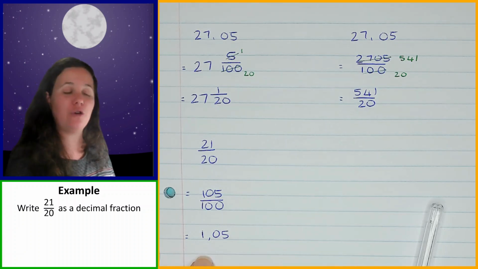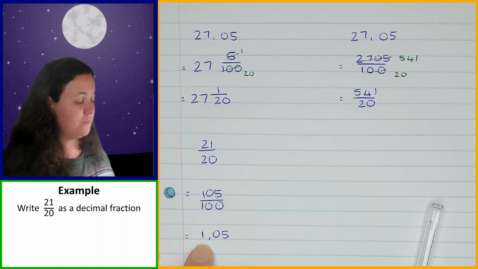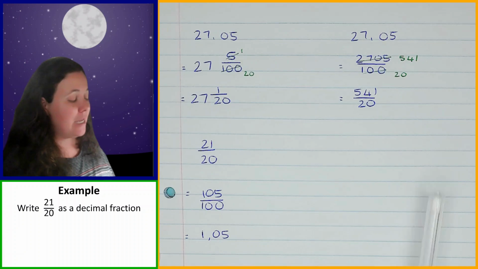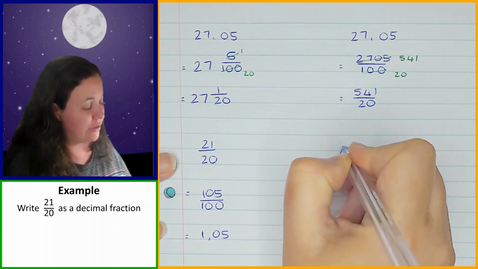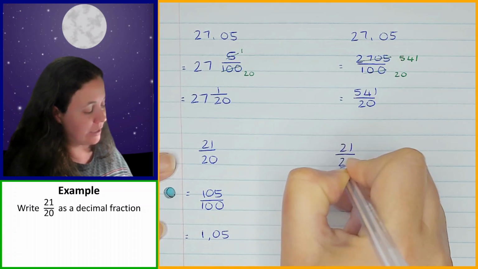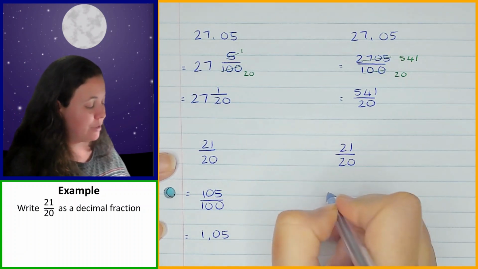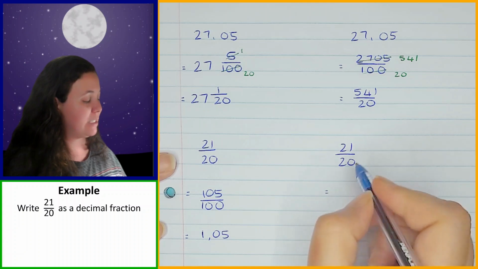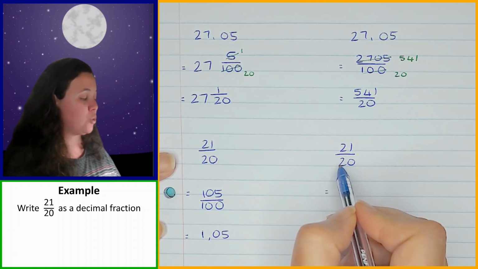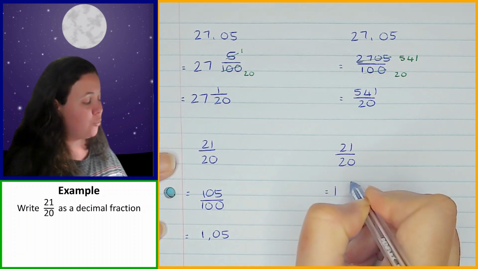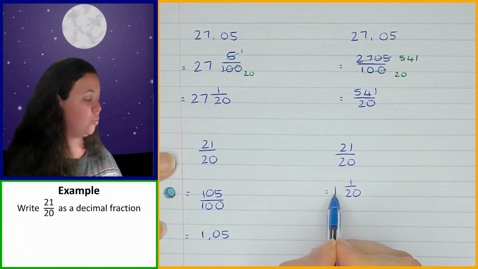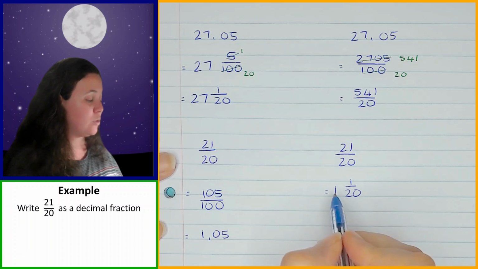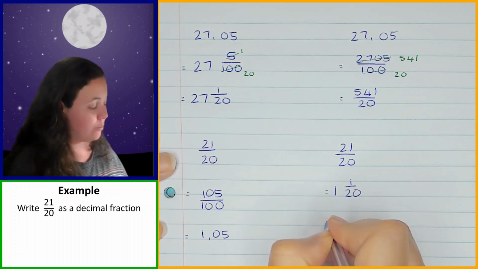Okay, so that's how you convert a number to a decimal fraction. Another way of doing this would have been to change this fraction over here, 21 over 20, to a mixed number. Okay, so I could have changed this to a mixed number by saying how many times does 20 go into 21? It goes in once with a remainder of 1 over 20. So here I've got a mixed number where 1 is my whole number. So that's what's going to go in front of my comma.